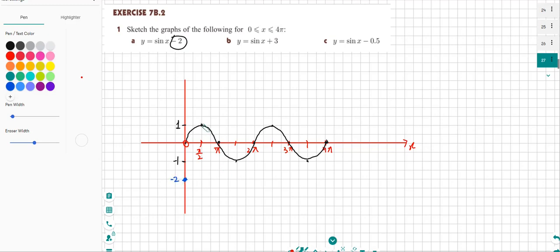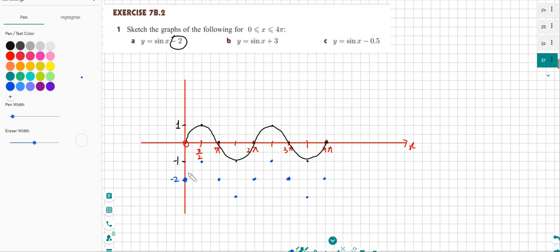It is 1, so 1 minus 2 becomes minus 1. 0 minus 2 becomes again minus 2. This is minus 1, and minus 1 minus 2 gives you minus 3, right? This is 0, so 0 minus 2 is minus 2. 1 minus 2 is minus 1. What about this? This is 0, so 0 minus 2 is minus 2. This is minus 1, so minus 1 minus 2 gives you minus 3. And the last one is 0, and 0 minus 2 is minus 2.